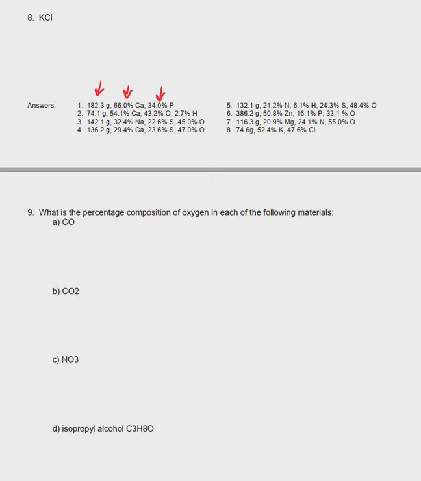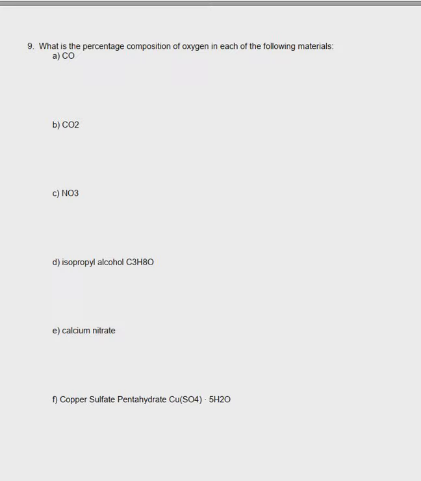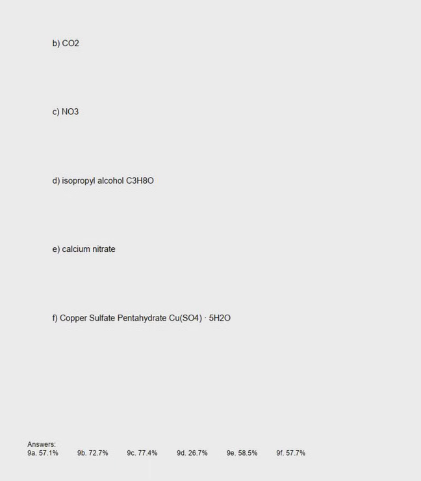So, what is the percent composition of oxygen in each of the following materials? We'll go with number 9. So, again, let's look at F, copper sulfate pentahydrate. We basically have to include the water that's included. So we have to figure out what the total atomic mass is for copper sulfate pentahydrate. So we have to make our little grid. Cu and then S and O and H.